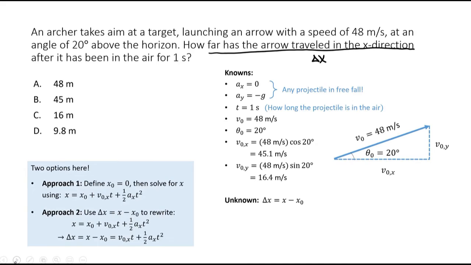Approach number 2 is to recognize the fact that in this equation that I was just talking about, if you were to subtract x naught from both sides of that equation, you would end up getting x minus x naught is equal to v naught x t plus 1/2 a x t squared. And then you recognize, oh, x minus x naught, that's delta x. So that's going to be the displacement in the x direction. And that's a little trick that's going to be useful to you often in these types of problem statements.